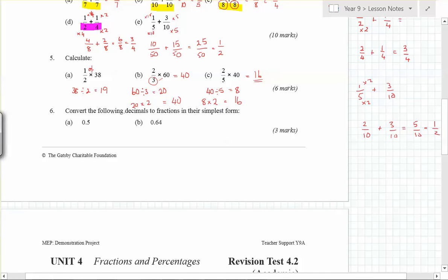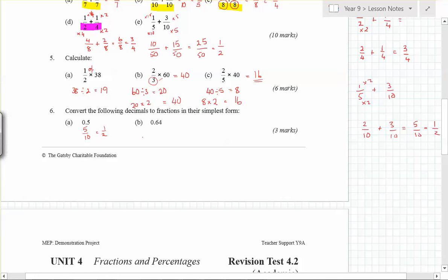And then just the conversion, so decimals to fractions in simplest form. So 0.5. It could be 5 over 10, but we all know that 0.5 is a half. Well, it's 50 over 100, which is a half. Oh, no, because it's 5 in the tenths. We don't need to do 50 over 100.